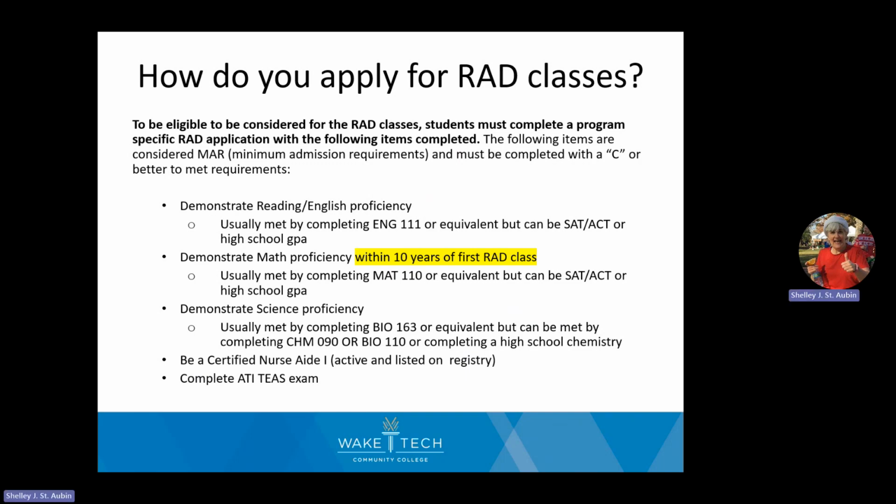You have to demonstrate a certain level of math. And that again is within 10 years of the first radiography class. And again, because you have a math class in your program, most students are going to meet this math proficiency by just completing the Math 110 or a higher level math. You also have to demonstrate a certain level of science. And again, most of you will have Biology 163 completed, and so you will meet that proficiency by having Biology 163 completed. If you don't, then you would meet the science by either having a high school level chemistry or maybe a general biology course.